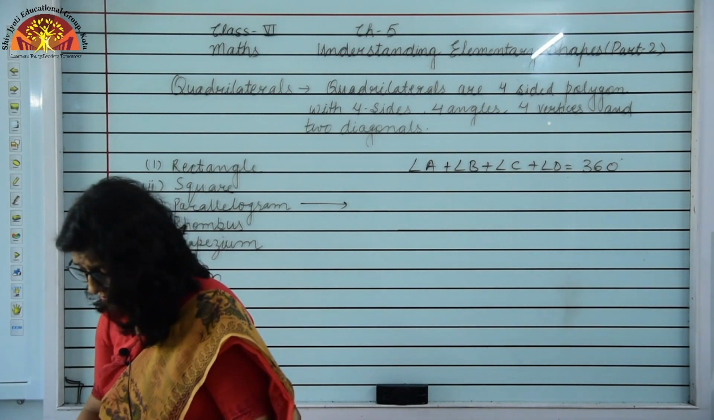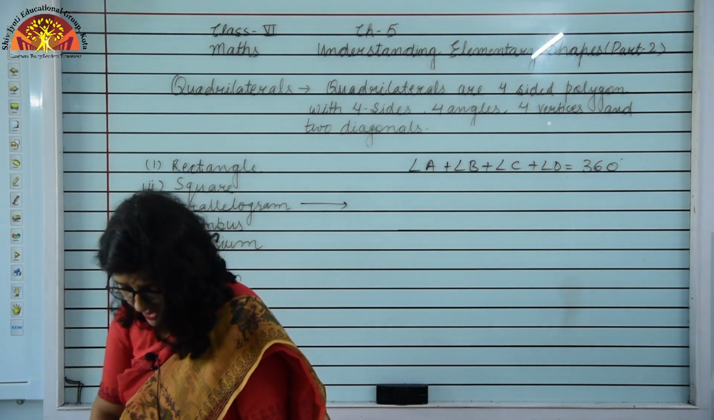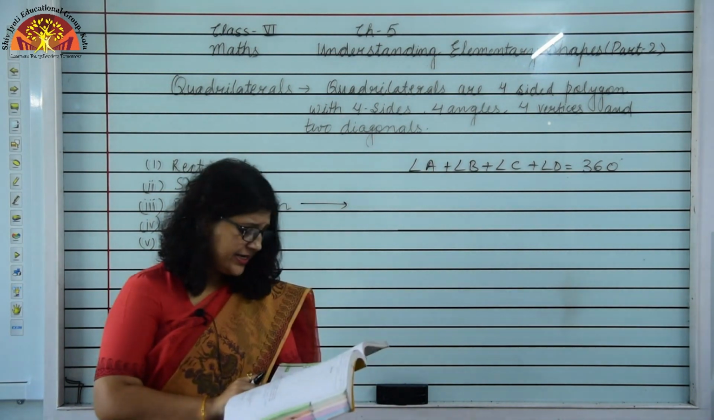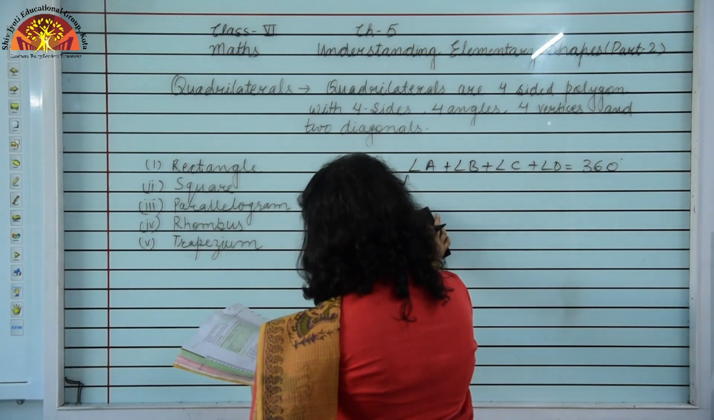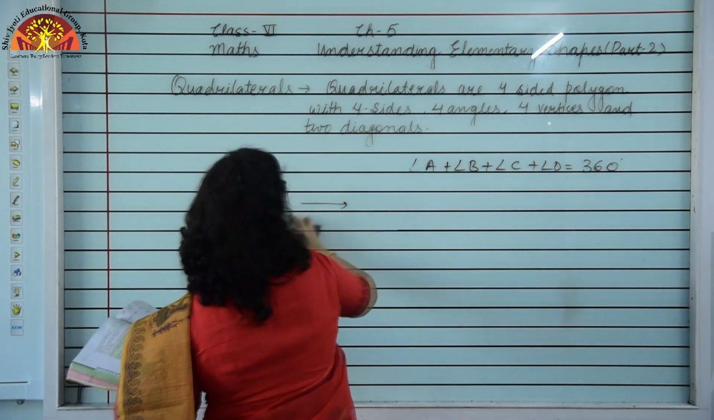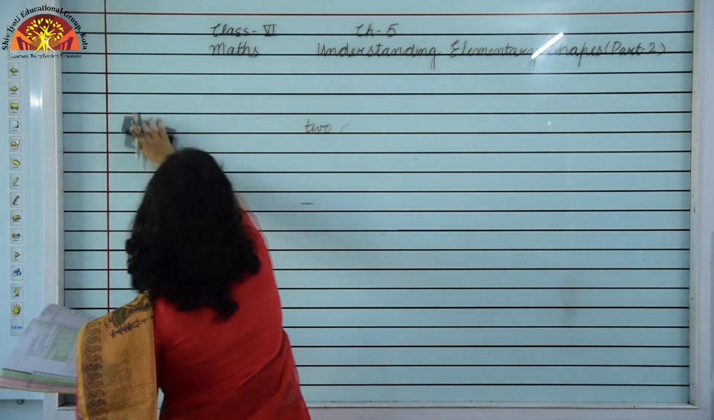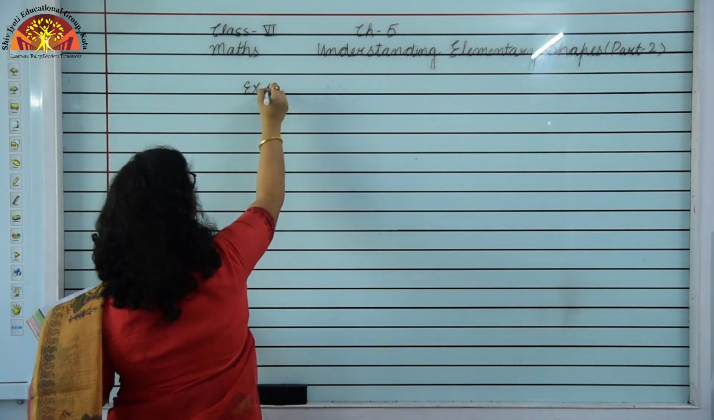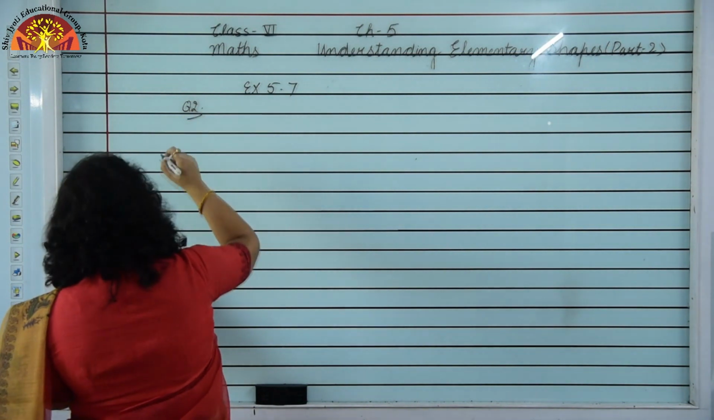Now students, we take questions from exercise 5.7. Question number 2. Give reason for the following. A square can be thought of a special rectangle. कि क्या हम एक स्क्वायर को एक स्पेशल रेक्टेंगल बता सकते हैं? This is true or not? So students, exercise 5.7 question number 2 A part.